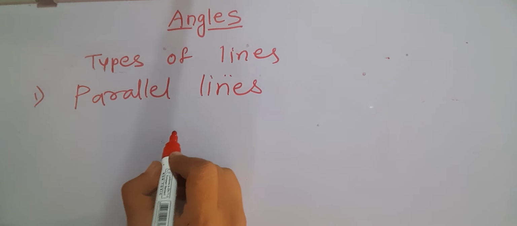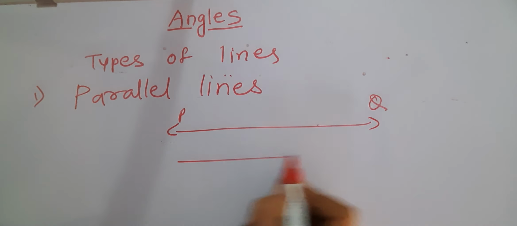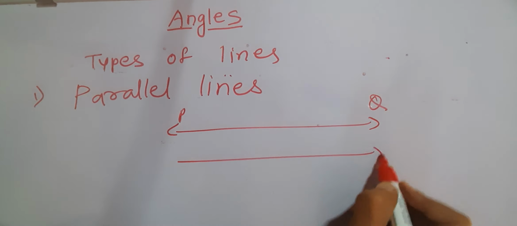So suppose we have a line PQ here and RS here. These two lines will never meet. Wherever we extend them in both directions, they are never going to meet. Then these two lines are known as parallel lines.